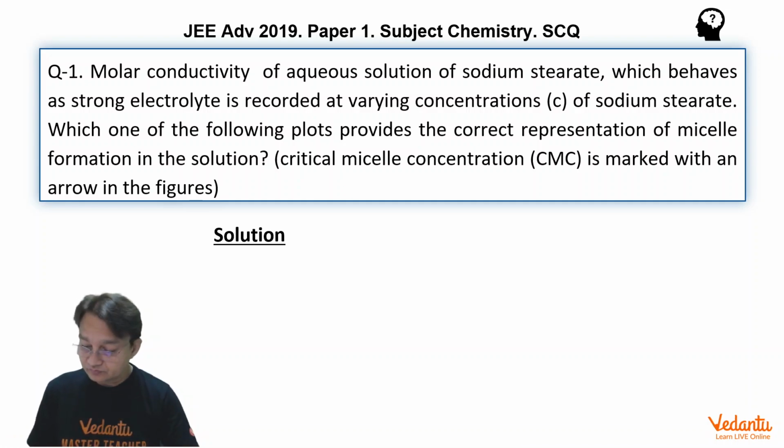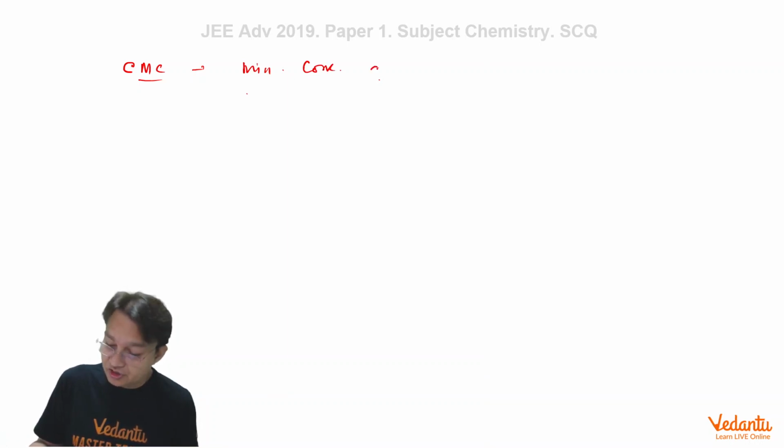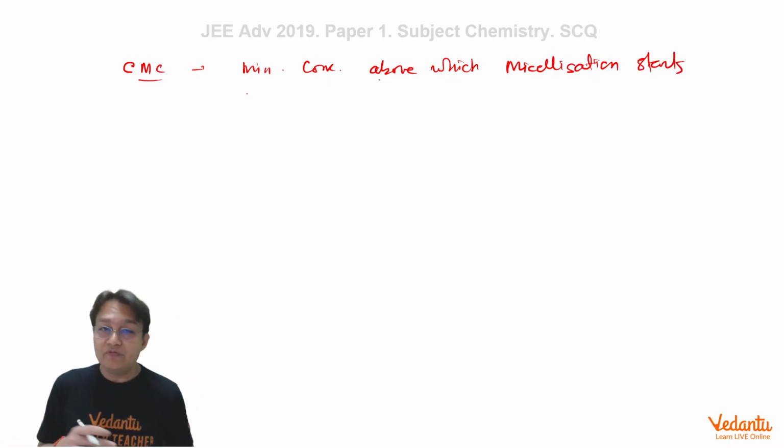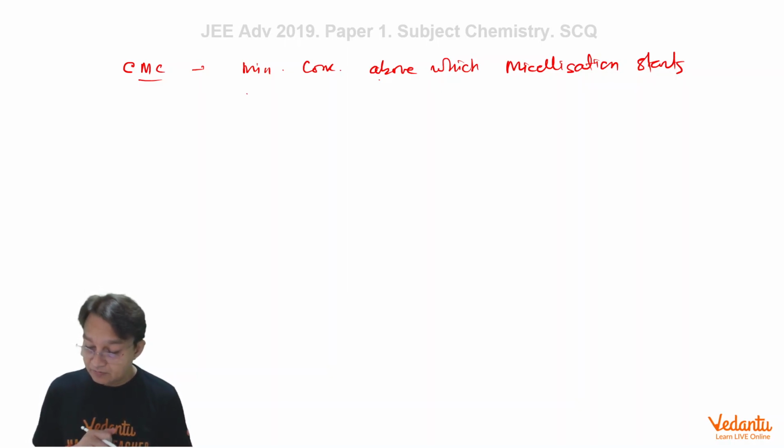CMC is the critical micellar concentration, the minimum concentration above which micellization starts. So before CMC, micellization will not start. That's very important to understand this problem.